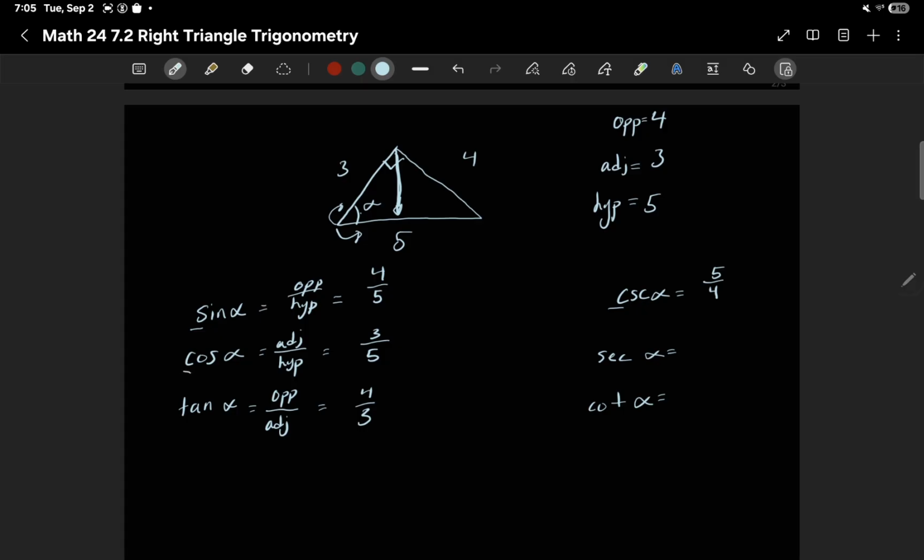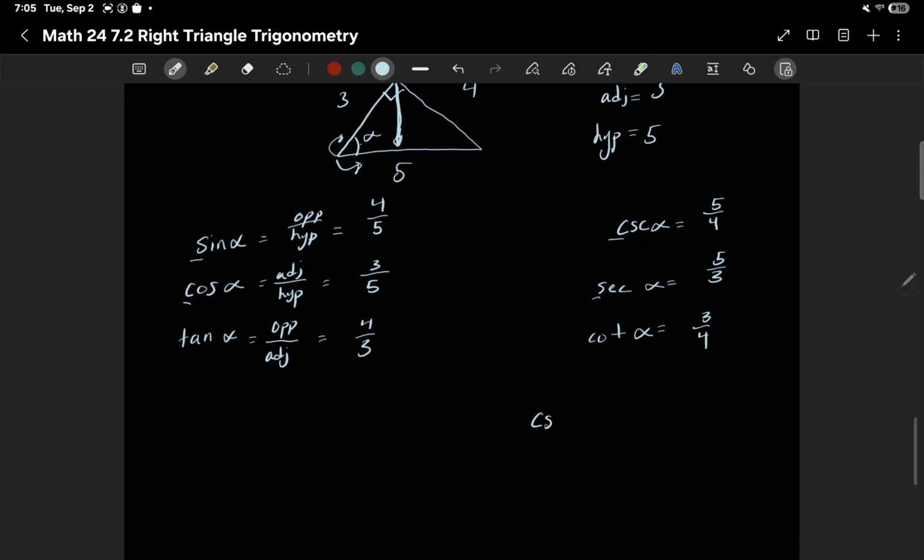Cosine starts with a c. Its reciprocal starts with an s, so 5/3. And tangent of alpha, its reciprocal is cotangent, so flip that fraction and I get 3/4. Now we could go the long way and say, well, cosine of alpha is equal to hypotenuse over opposite. And so our hypotenuse is 5 and our opposite is 4. And so then you can see, you could do it that way too. But it's good to remember the relationships that way. You can save yourself some work.